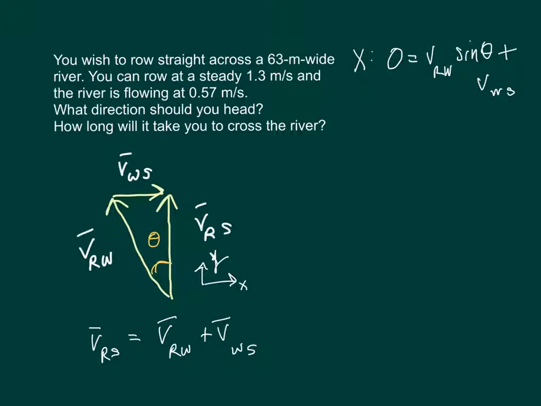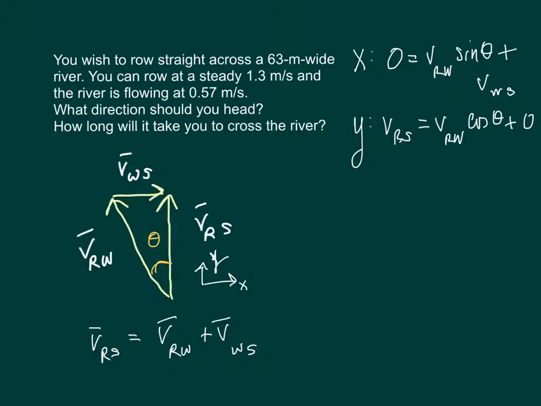Given that coordinate system, we can write down the x component of this vector equation. The x component of the velocity vector rs is simply 0. For the x component of the velocity vector of the rower with respect to the water, we'll need to use this angle theta. The x component of this vector, which will be along this direction, is opposite over hypotenuse, so we use the sine function. And then finally, the x component of the current, the water with respect to the shore, is just its full magnitude.